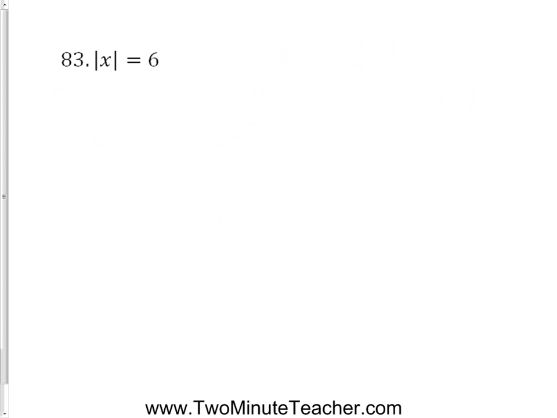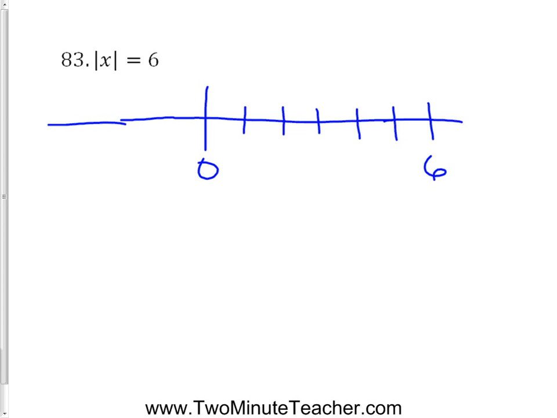Absolute value. Absolute value of 6. That means how far away from the origin is 6. Okay, so here's a number line. Here's the origin, 0. And 6 is at 1, 2, 3, 4, 5, 6 spots away. Okay? And so really, it's how far away is it from the origin? Well, it's 6 spots away. The answer is 6. Okay?